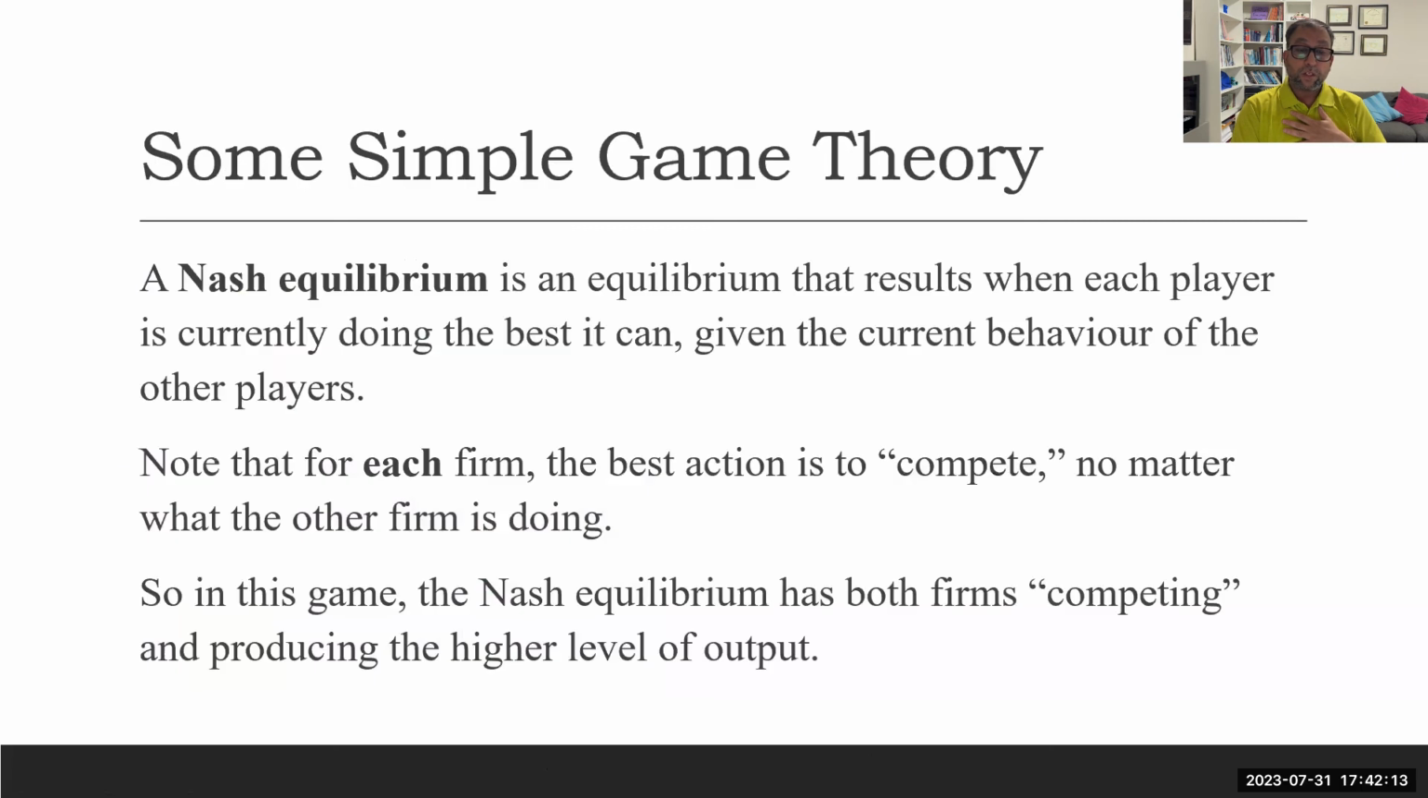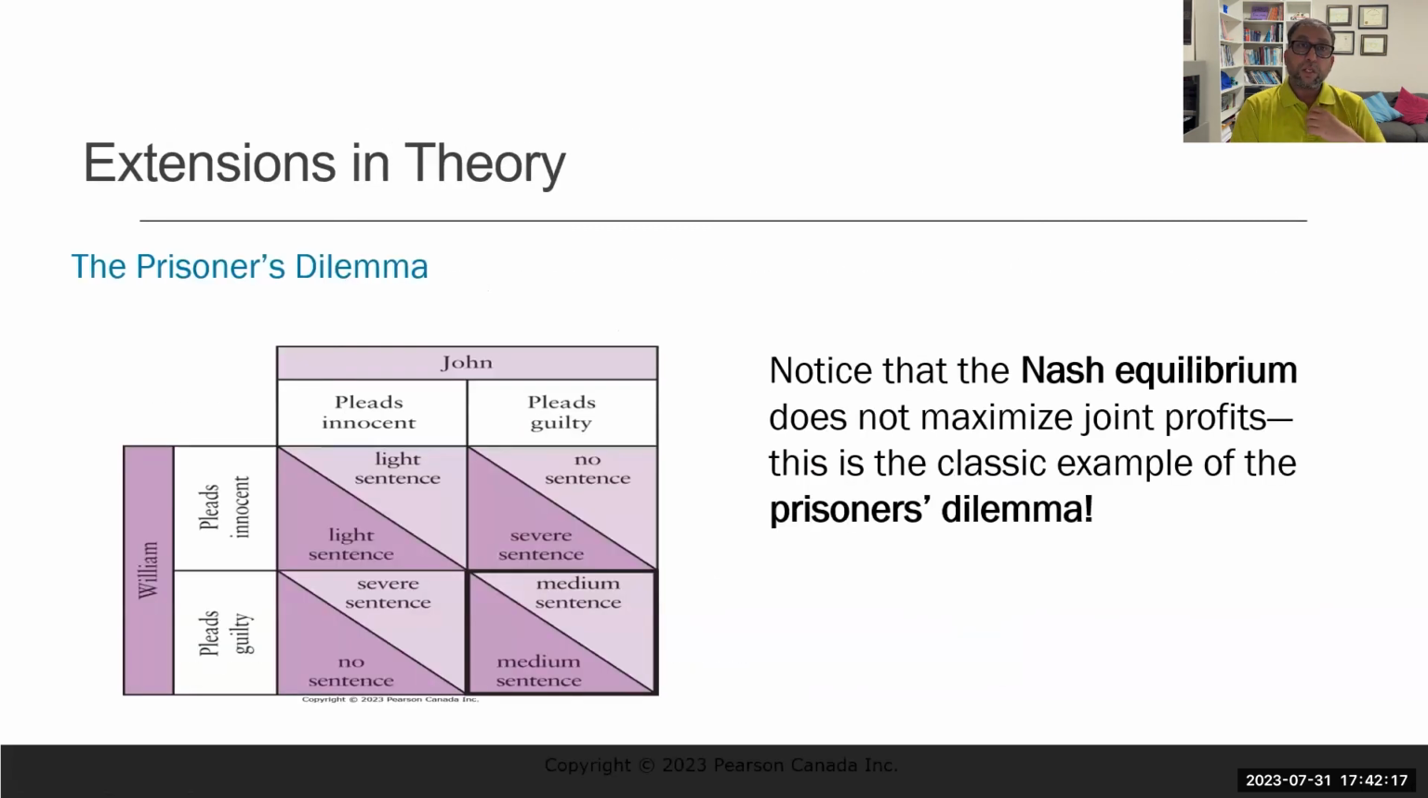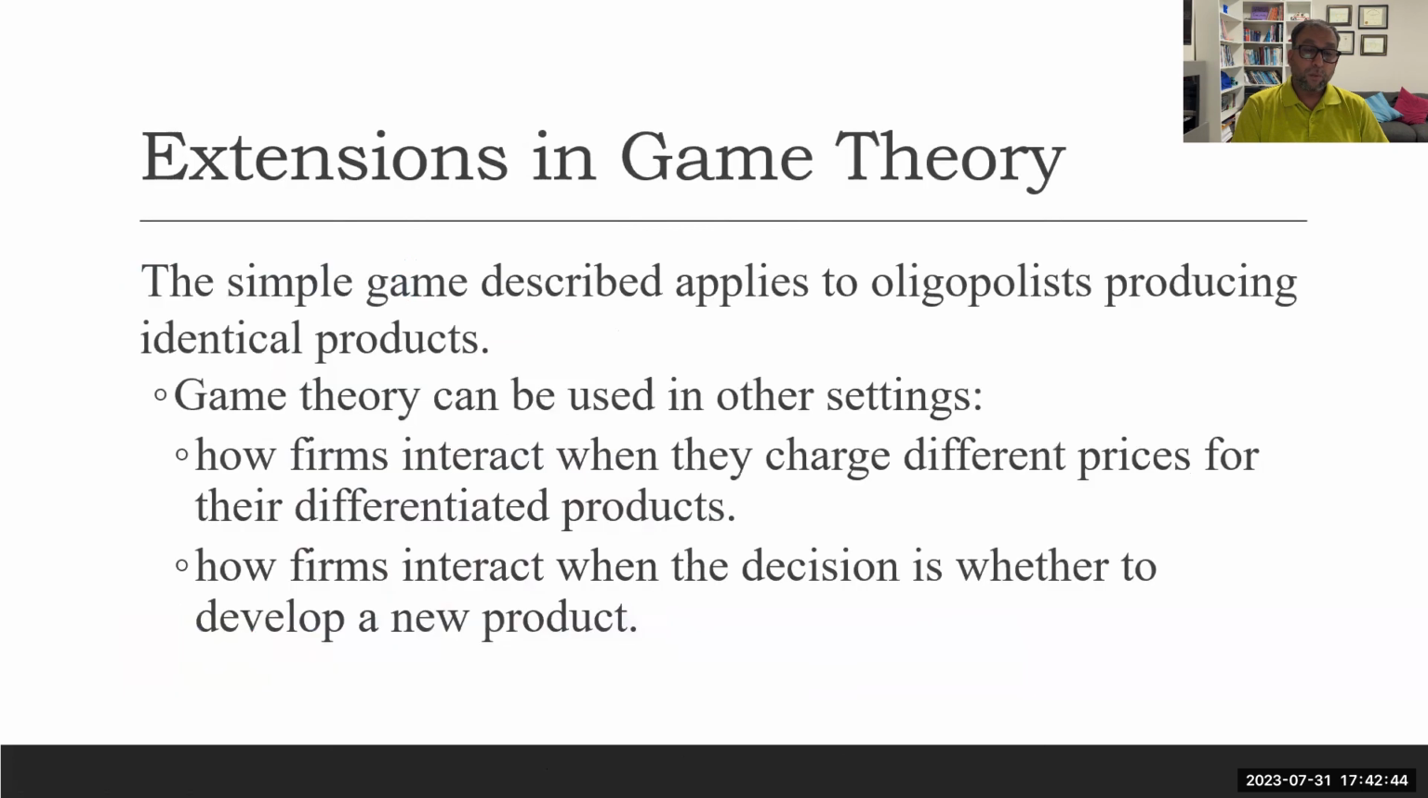Now, the Nash equilibrium in this prisoner's dilemma is plead guilty, guilty. Very similar to the game before: compete, compete. The reason is that if John knows that William is going to plead innocent, it is in his best interest to plead guilty. And if William knows that John is going to plead innocent, it is in his best interest to plead guilty. So by this way, both are going to settle on that, and that's what we call the Nash equilibrium for the prisoner's dilemma.